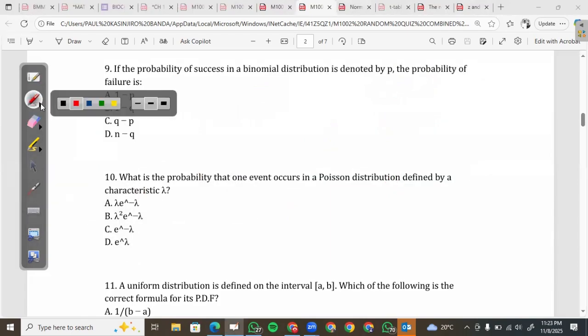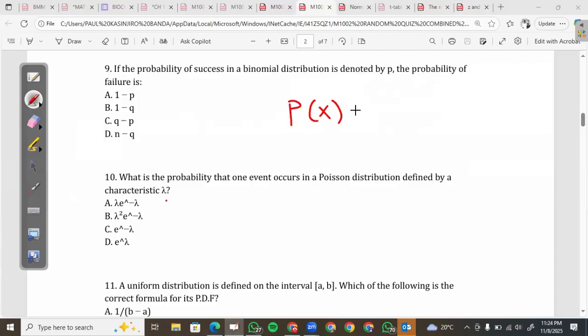What about question 10? Question 10, they're saying, what is the probability that one event occurs in a Poisson defined by a characteristic lambda? If X follows a Poisson, then its formula will be e to the power minus lambda, then lambda to the power K. Let me write it like this.